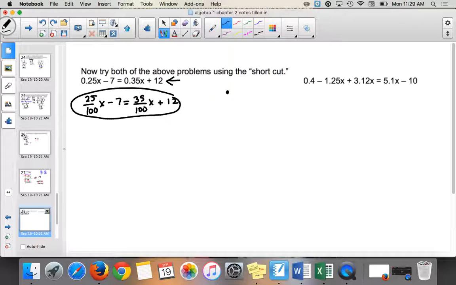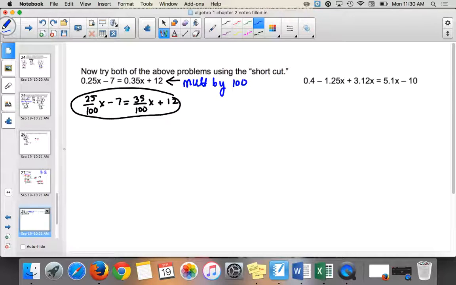What if it just had a point and then one number after? What would we multiply by? 10, because that's 7 tenths, right? What if I had 0.123? That's 123 thousandths. So what would I multiply by? 1,000, right? So we're multiplying by whatever we have the most of decimal-wise, okay? So we're going to multiply through by 100.